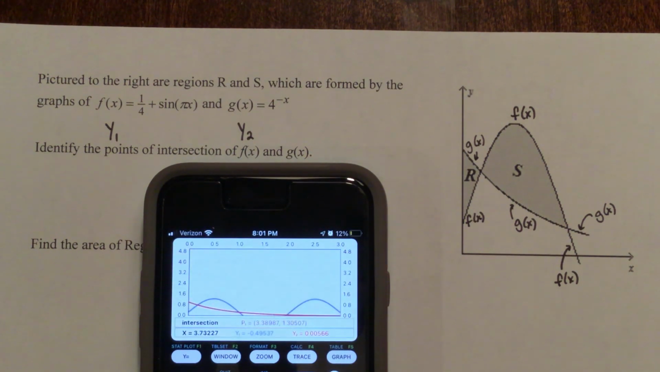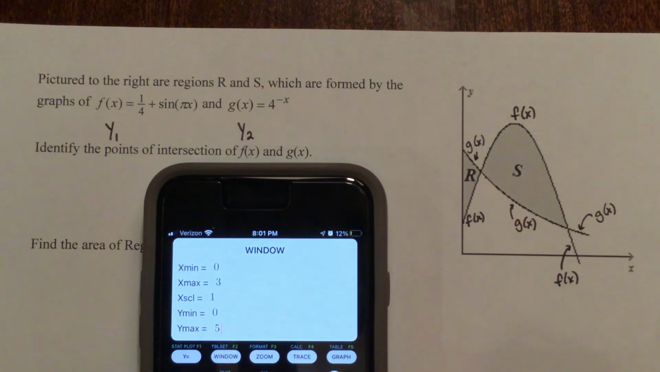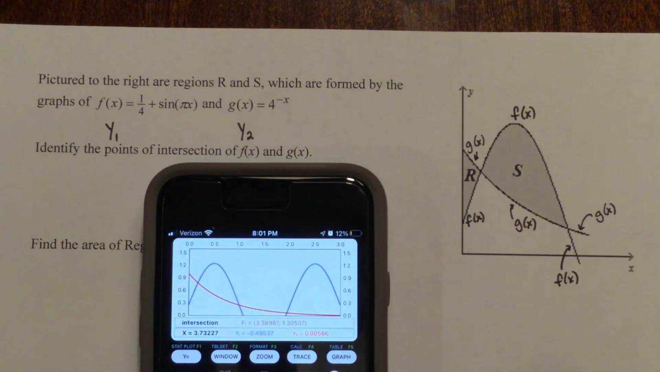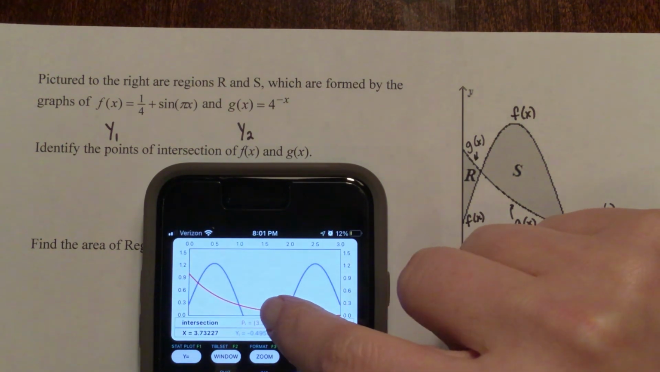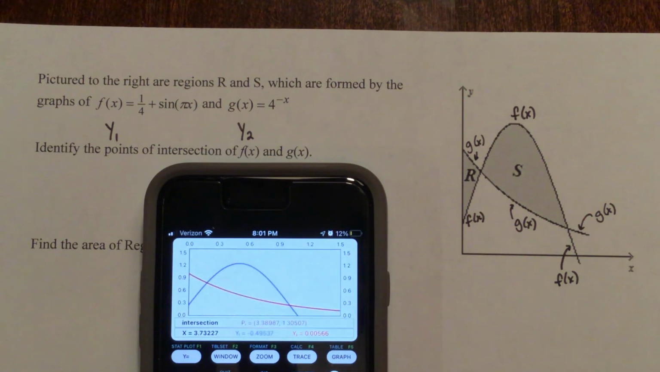Nope, I need more. Make that lower, like 1.6. Y max 1.6. And then make this 1.5. Oops, window. X max 1.5. Hey, that looks pretty similar. Mine's maybe a little bit more stretched out than this one is, but it's fine. It gets the job done.